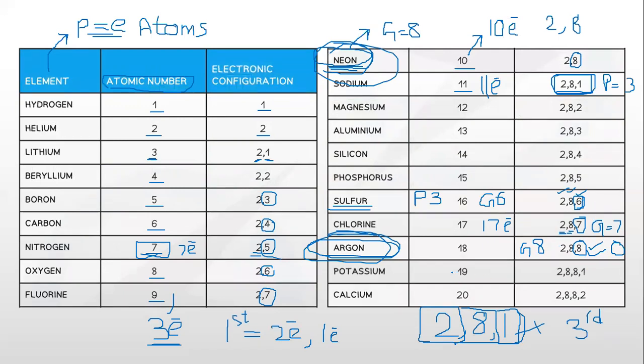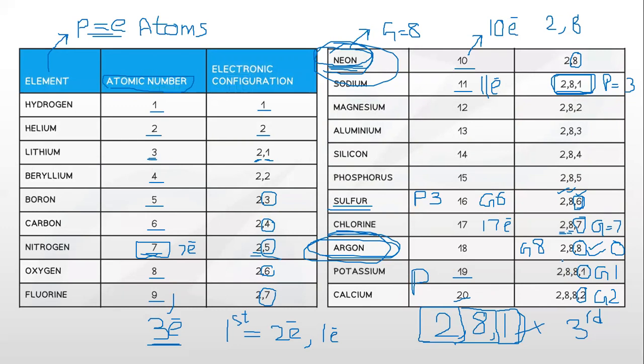अगर हम बात करें पोटेशियम और कैल्शियम की, पोटेशियम और कैल्शियम किस ग्रुप में आते हैं? पोटेशियम किस ग्रुप में होगा? ग्रुप नंबर 1. कैल्शियम किस ग्रुप में है? ग्रुप नंबर 2. इन दोनों का पीरियड कौन सा है? दे बोथ आर इन पीरियड नंबर 4.